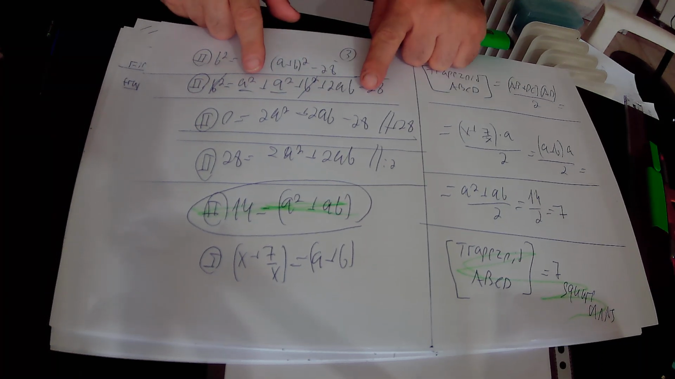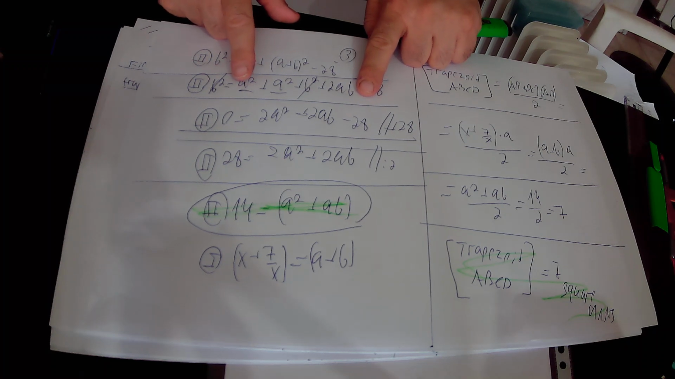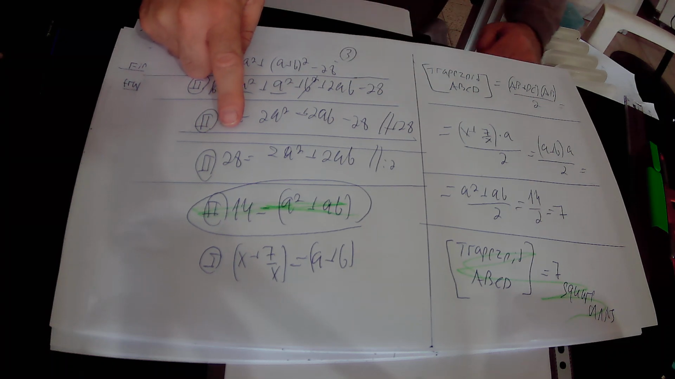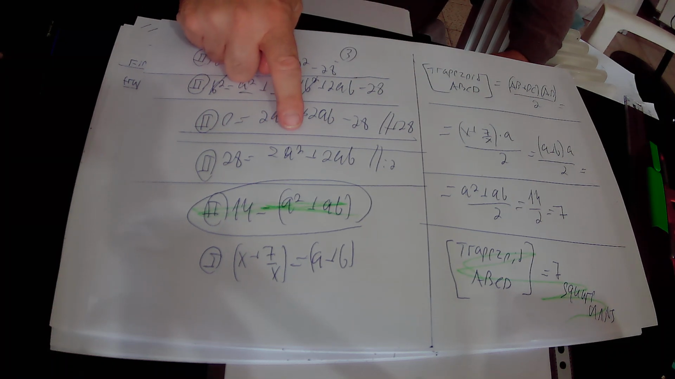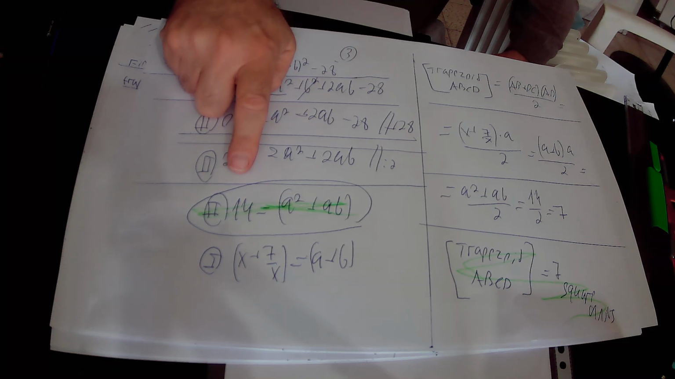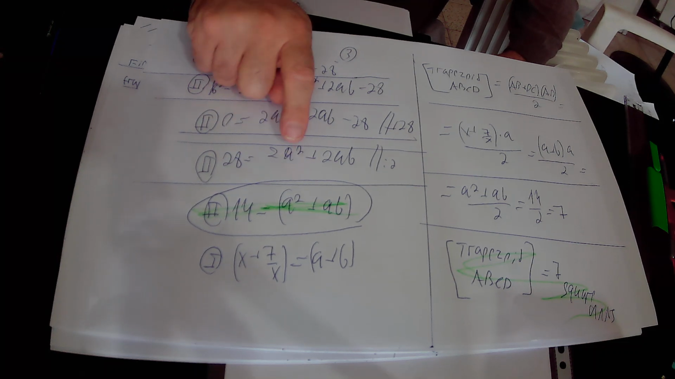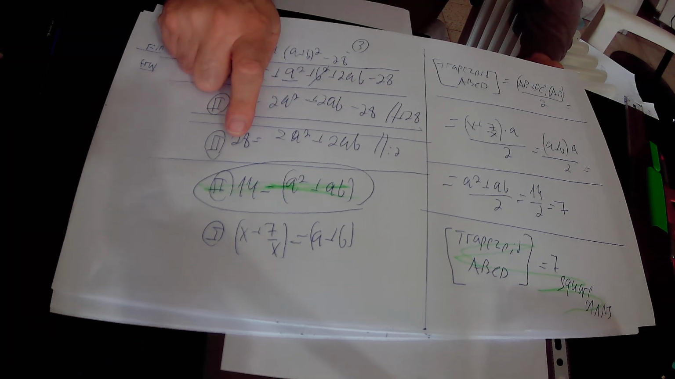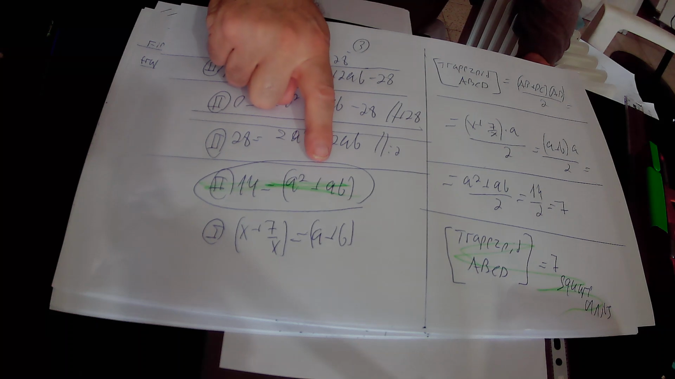Here we added 28 to this equation 2, and found out that according to equation 2, here we have 0 plus 28 is 28. This equals 2a squared plus 2ab. Here we divided this equation 2 by 2, and finally found out that 28 over 2 is 14, 2a squared over 2 is a squared, and 2ab over 2 is ab. So in conclusion, according to equation 2, we found out that 14 equals a squared plus ab.